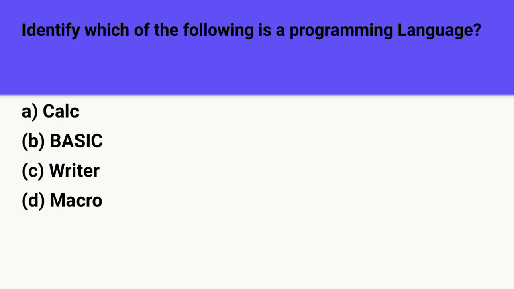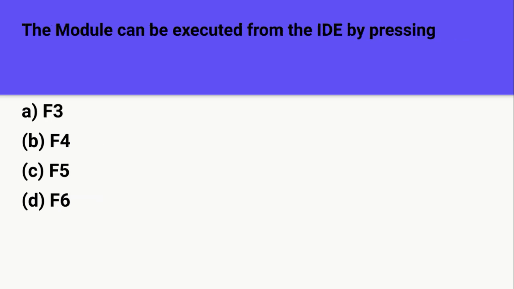Identify which of the following is a programming language. The answer is BASIC. BASIC is a programming language. Calc, Writer, Macro, that is not a programming language. BASIC is a programming language.